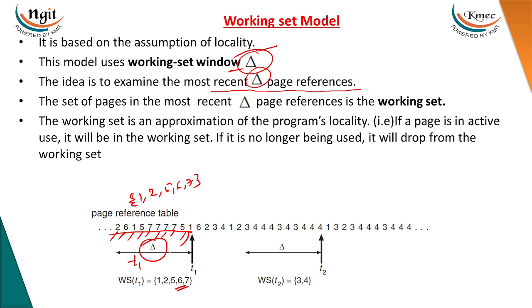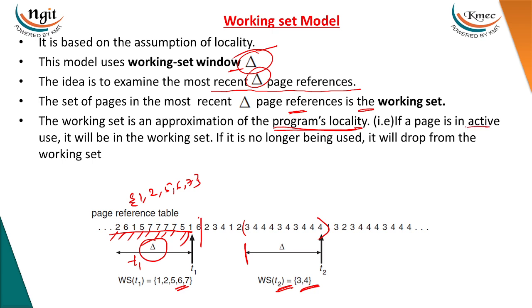Then the working set at time t equal to 2: the page references are from this particular point. If you take this as a working set window, then you will get 3 and 4. So the working set at time t equal to 2 is 3 and 4, the most recently used page references. The set of pages in the most recent delta page references, we will call it the working set. The working set is an approximation of the program's locality.